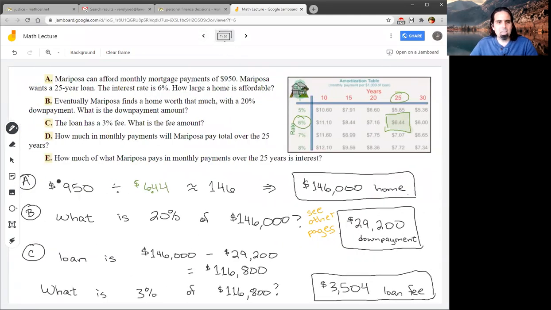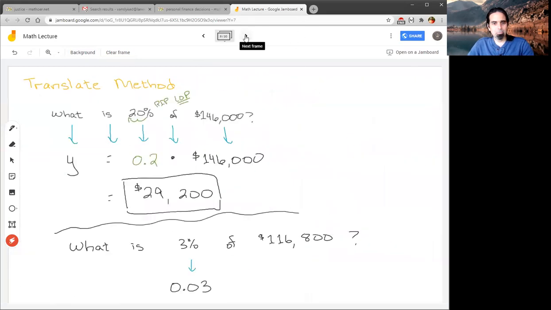Okay, now D and E. How much in monthly payments will she pay over 25 years? Well, we're not ready to do that yet. She said she could afford monthly payments of $950, but that's not what her monthly payment will actually be. Her monthly payment will be less because she's made a big down payment. She doesn't have a loan that's this big. She has a loan that's smaller. So we need to sort of start over again.